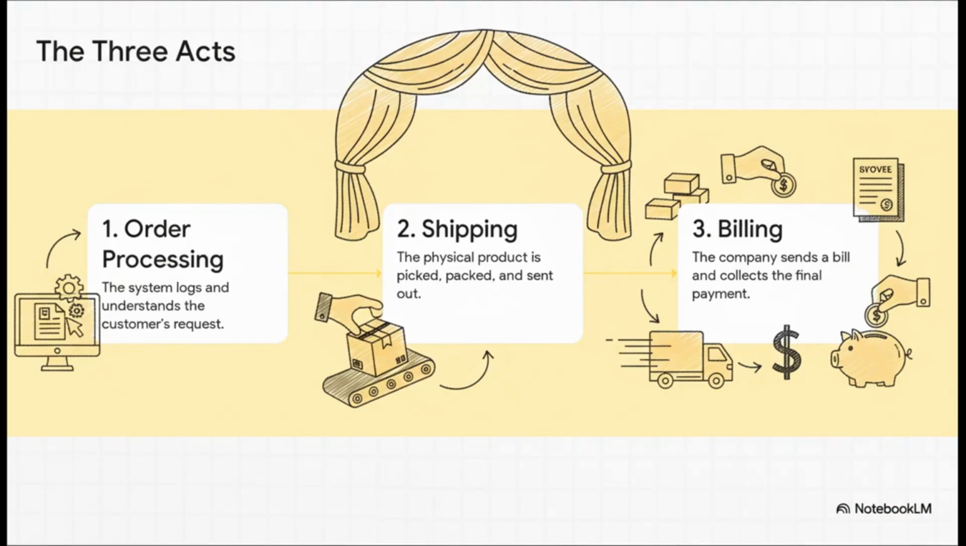Think of our journey like a play in 3 acts. First up, you've got order processing. This is where the system logs and really understands what you want. Then, Act 2 is shipping. This is the action part, where the physical product gets picked, packed, and sent on its way. And finally, Act 3, billing. That's when the company sends the bill and collects the cash. All right, let's dive into Act 1 and see how it all kicks off.